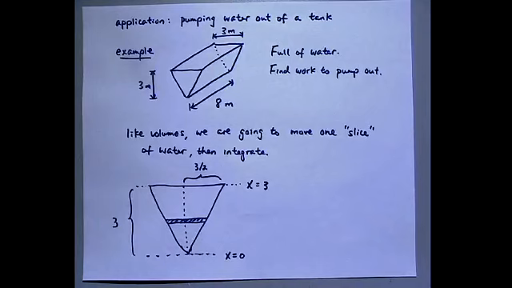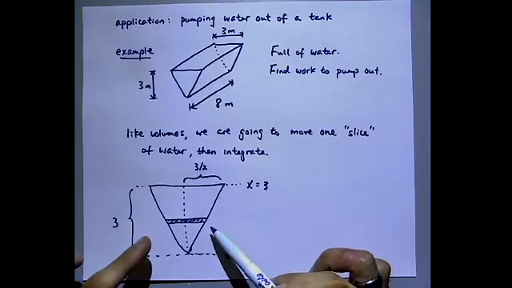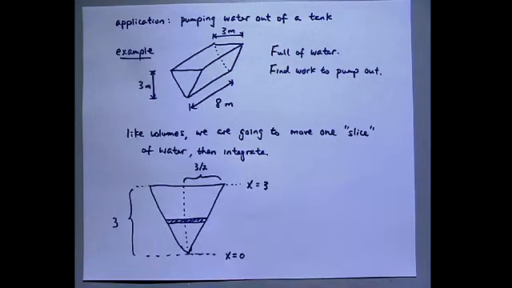Now imagine we have one slice of water. Somehow I can freeze time, I can freeze water, and I take a very thin slice of that, like that. Then I'm going to calculate the work. I need to find out the force acting on that, and I need to find out how much distance it has to go over the top. And once I can find out one of them, I'll let integration do the rest.